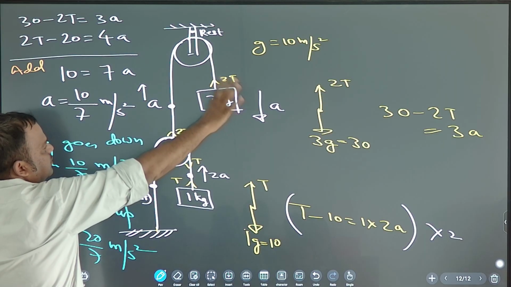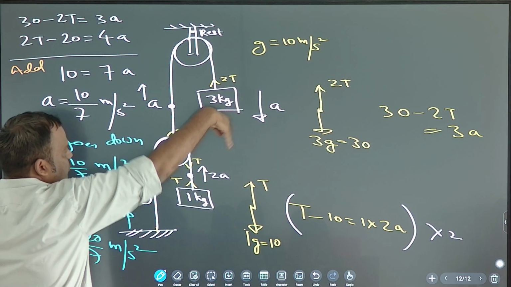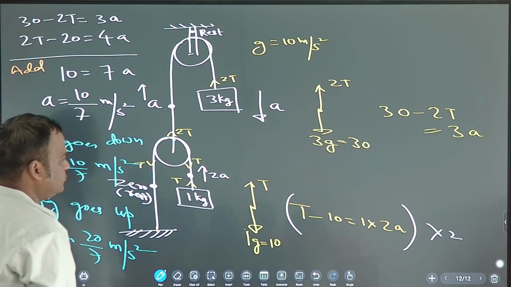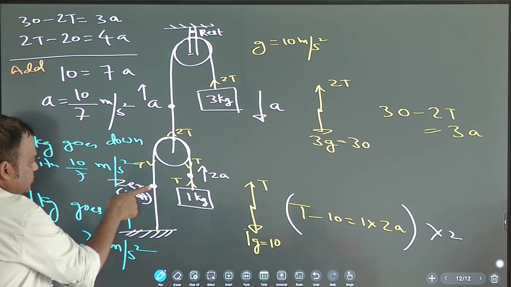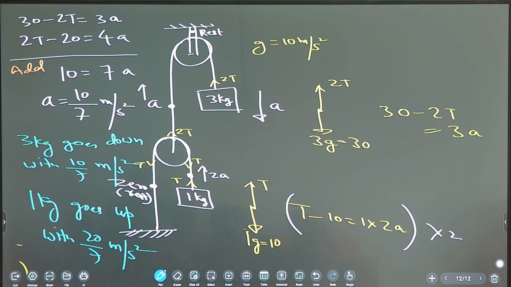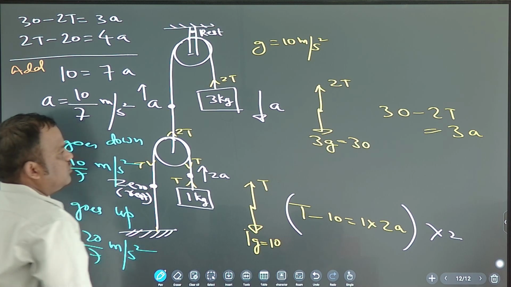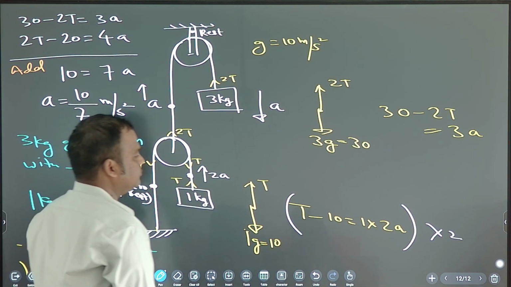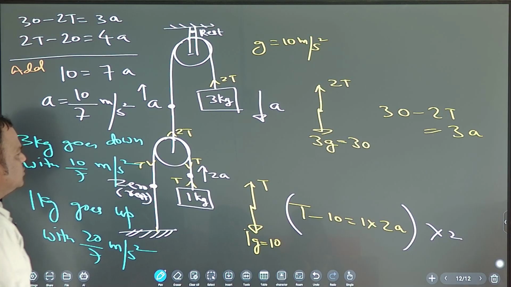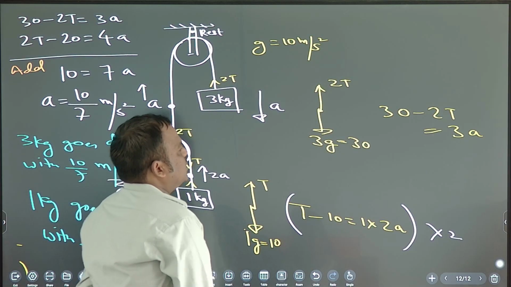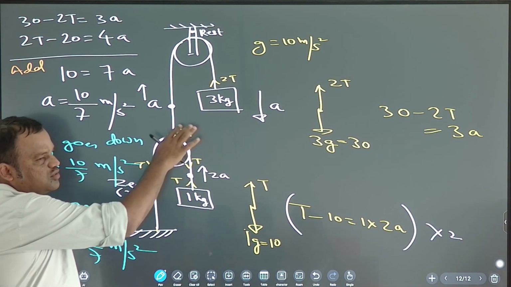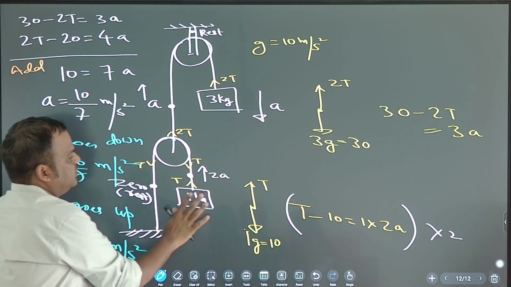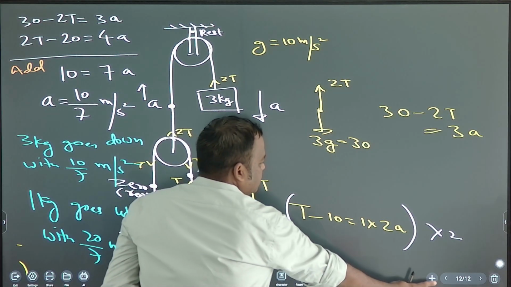Acceleration of this is A, so this is A downward. So this is A upward. So this is 2A upward. This is 0, this is at rest. Okay, fine. So one important question we have done. I will take some questions from the book also. Just practice this question 3-4 times. You will understand it very well. Okay, so now next.